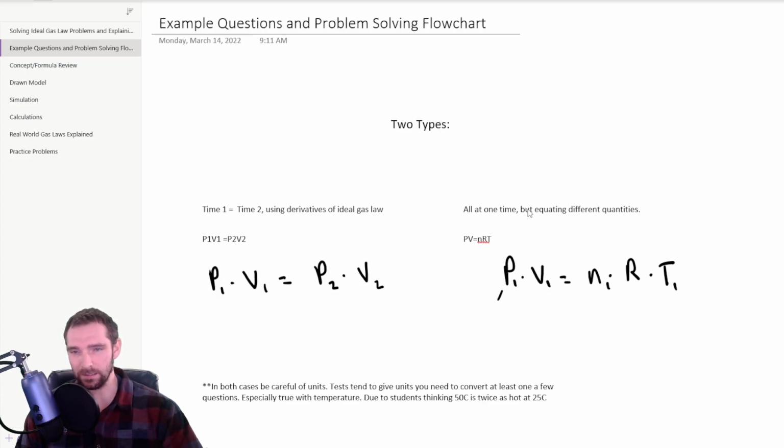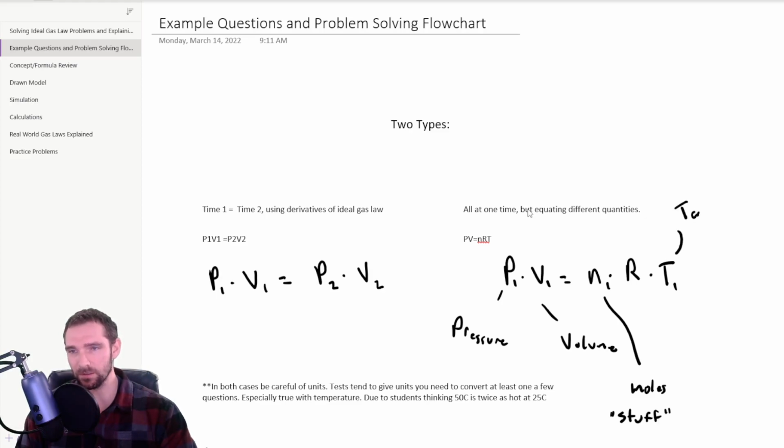This would be pressure. And then we've got volume. And then this is the number of moles. I just think of this as how much stuff we have. And then this right here is the temperature. And you really are equating those four things, but there is also this constant.